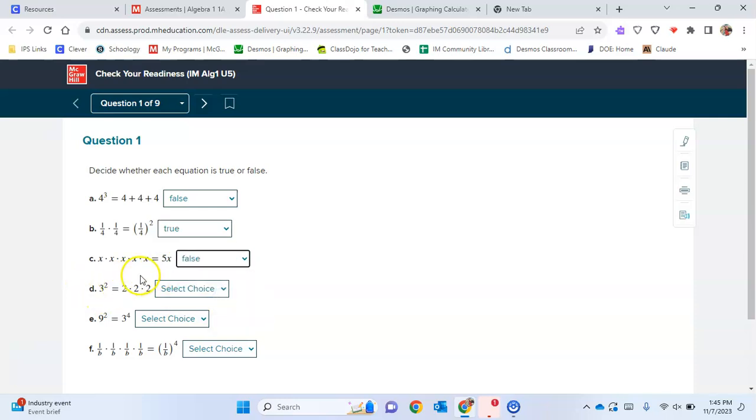3 squared is 3 times 3, not 2 times 2 times 2. 9 squared is 9 times 9, which is 81. 3 to the 4th power: 3 times 3 is 9, 9 times 3 is 27, and 27 times 3 is also 81. 1 over b times 1 over b times 1 over b times 1 over b is 1 over b to the 4th.